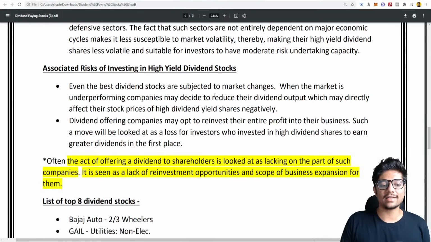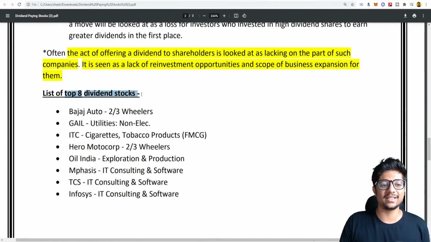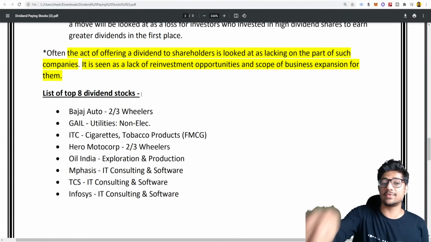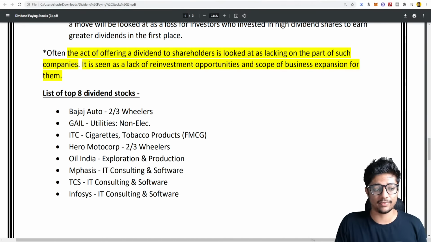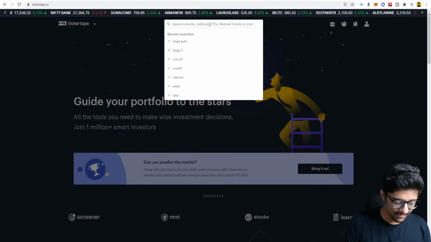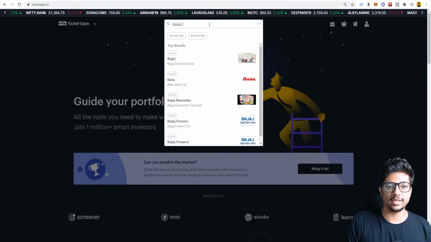Now, let me look at some of the stocks. Here is a list of the top 8 dividend stocks in the market today with respect to their sectors. Again, thank Devjani for doing all this research and getting you this material. Let me show you this one by one, okay? Let's show you Bajaj Auto.